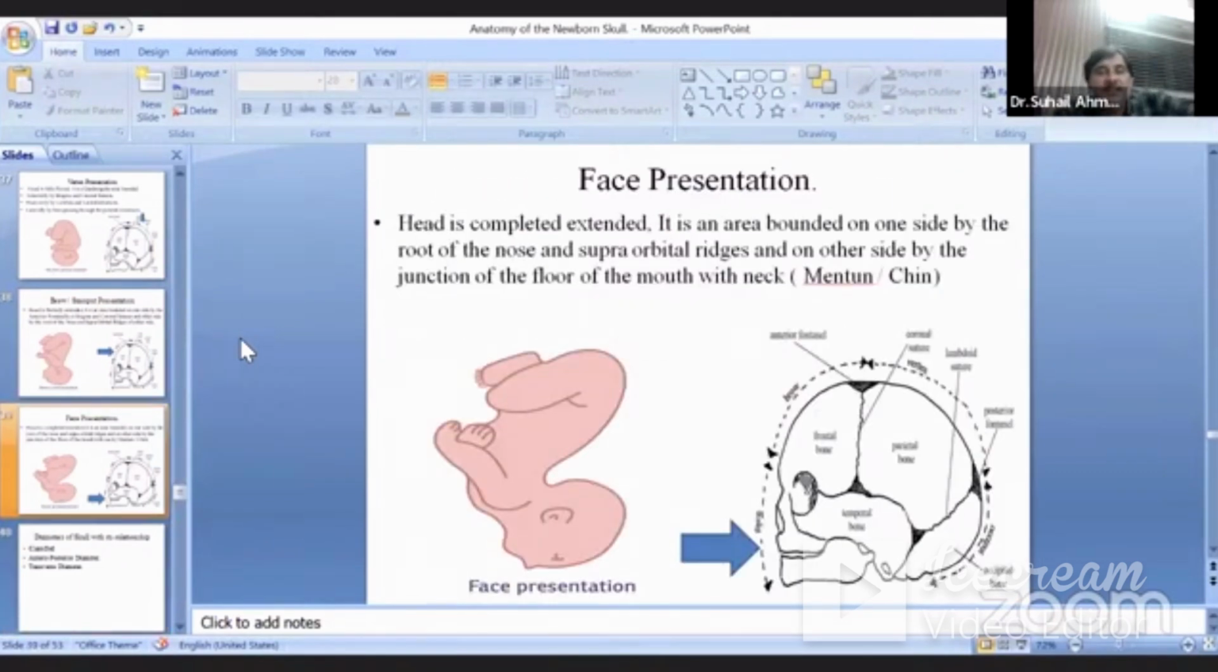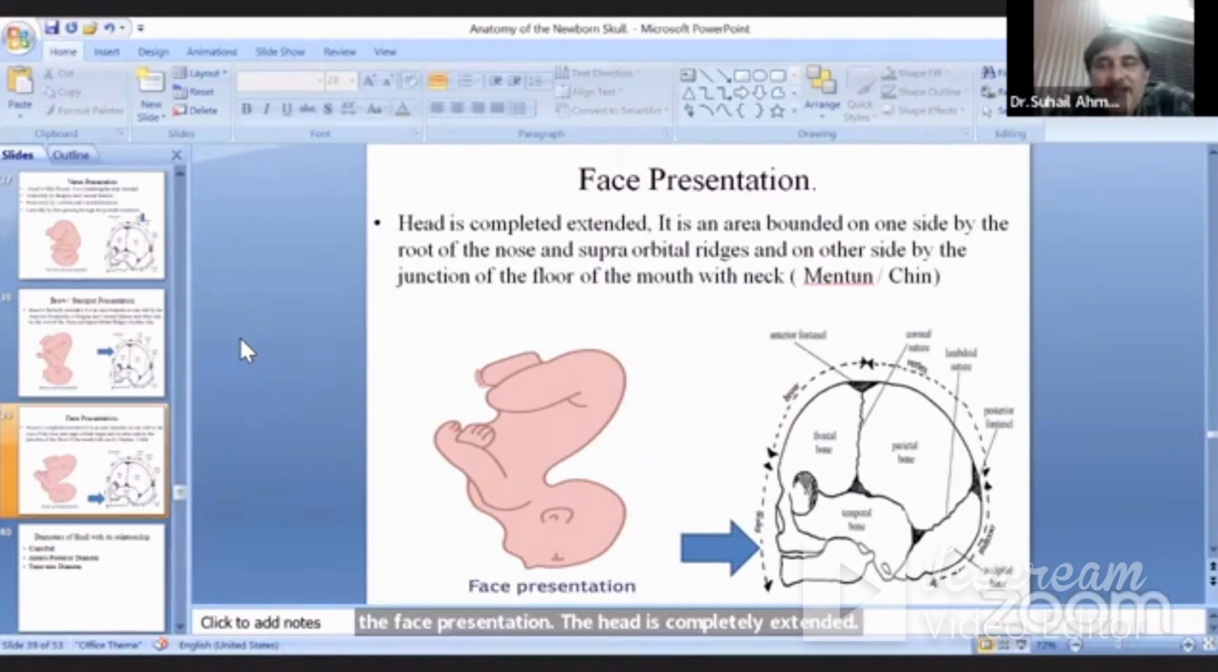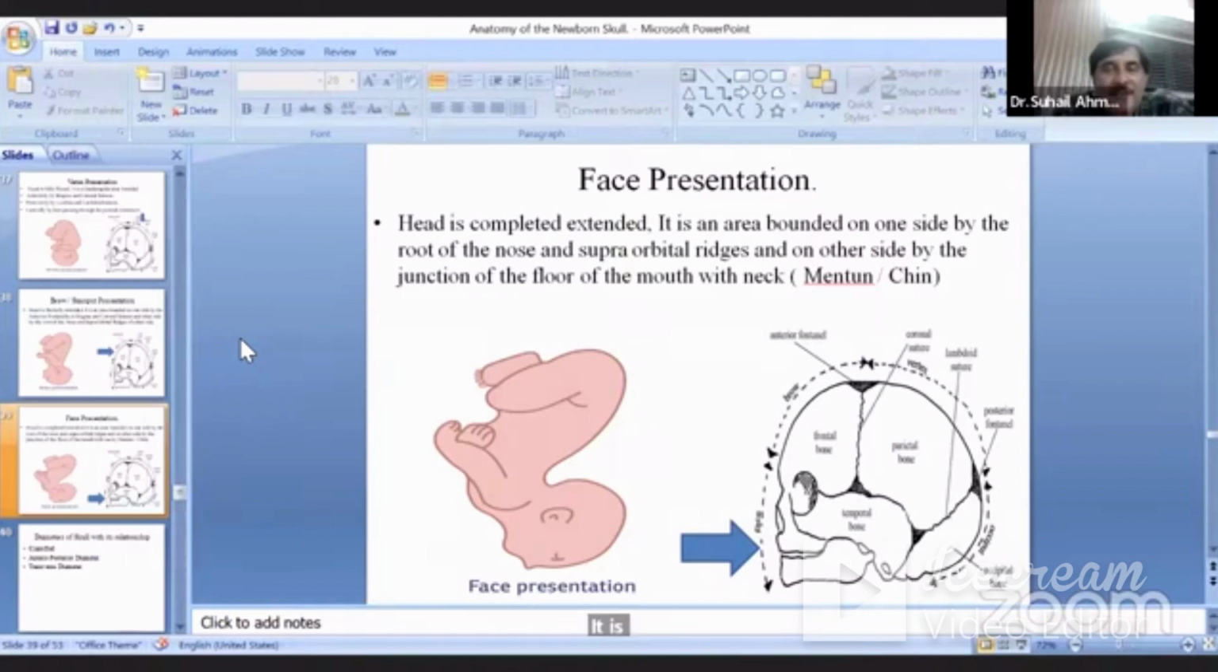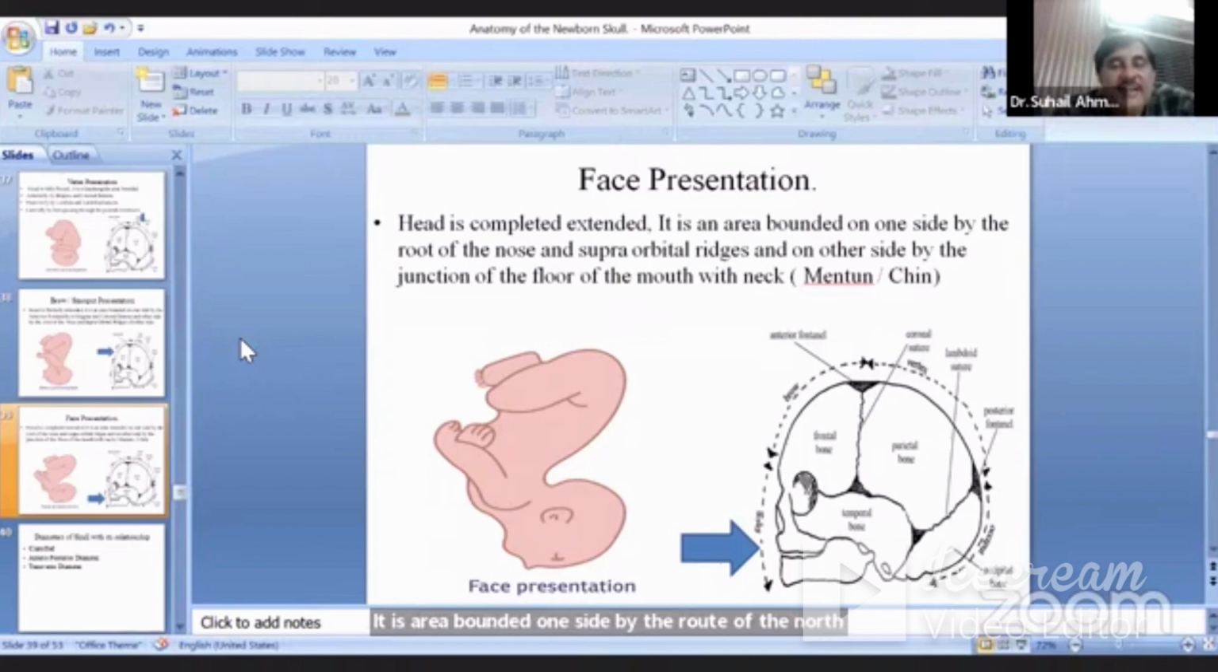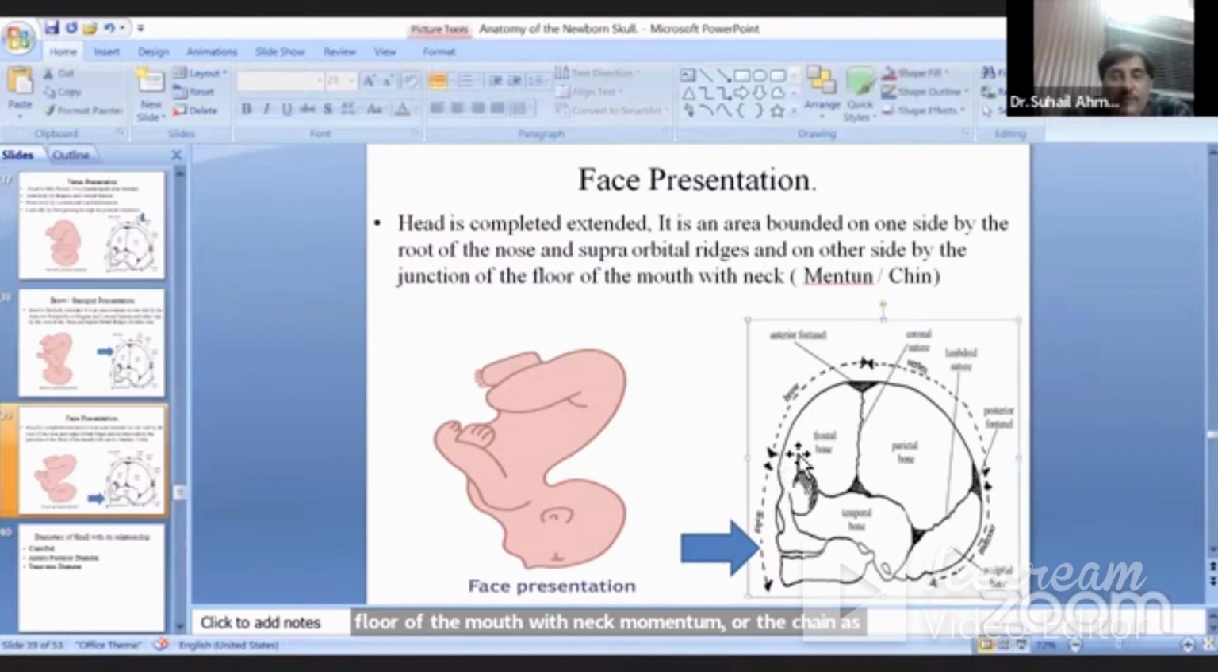And in the face presentation, the head is completely extended. It is an area bounded on one side by the root of the nose and supraorbital ridges, and on the other side by the junction of the floor of the mouth with the neck, the mentum, or the chin. As the picture shows, there is the arrow, there is the mentum of the chin, and the root by the supraorbital ridges, the root of the nose.